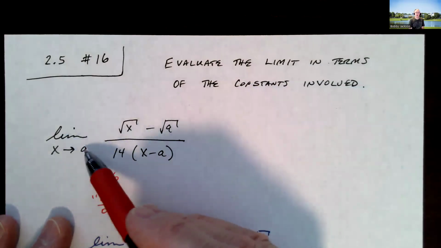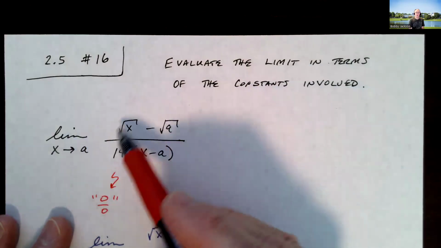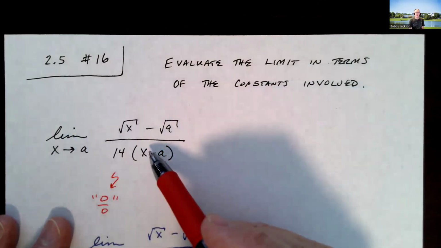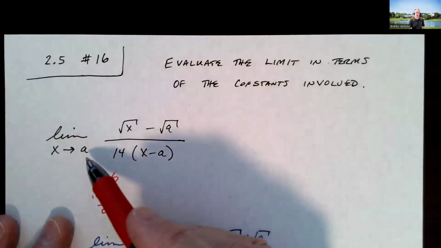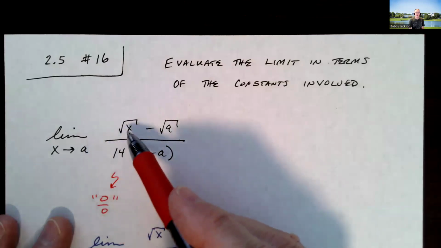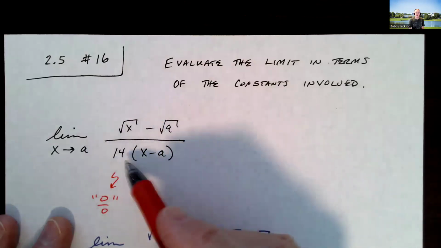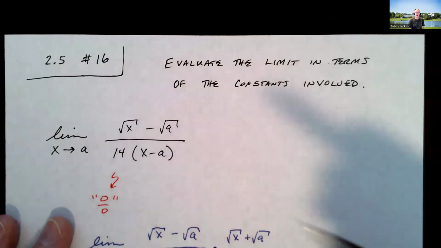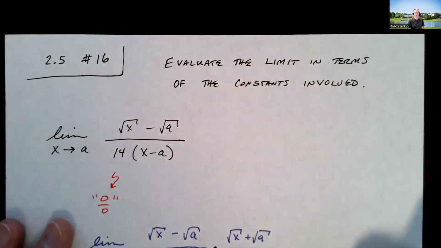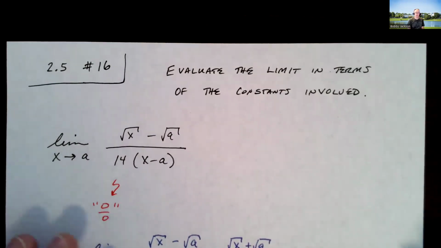As x gets closer and closer to some fixed value of a, what's this function approaching or getting closer to? So when I plug in x equal a, obviously up top I get square root of a minus square root of a, which is 0. And in the bottom, obviously I get 0 because I'll have a minus a. So we just replace x with a. So it's indeterminate form.